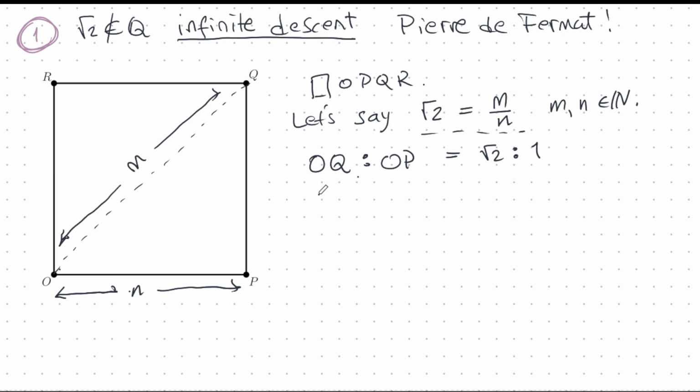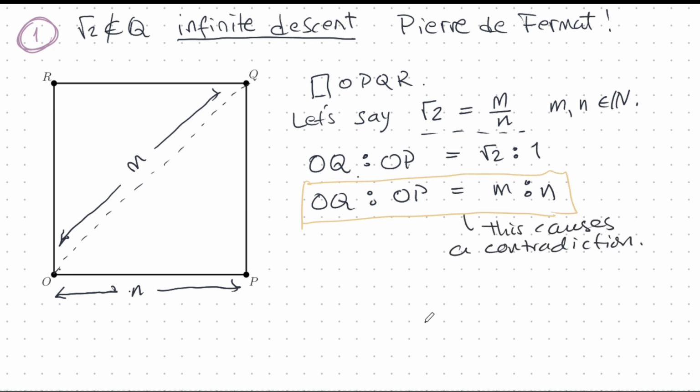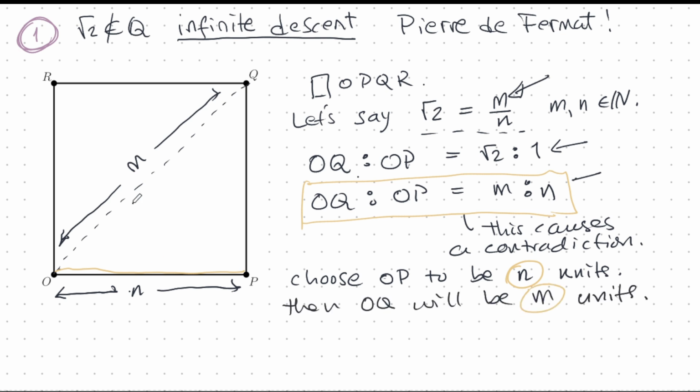All right. And I will have OQ is proportional to OP as m is to n, and this is the fundamental thing that we're assuming, and this is what will cause the contradiction. So when you take m and n to be integers, this causes the contradiction. So one more time, we choose OP here to be n units long, and then the long diagonal OQ will be m units long.